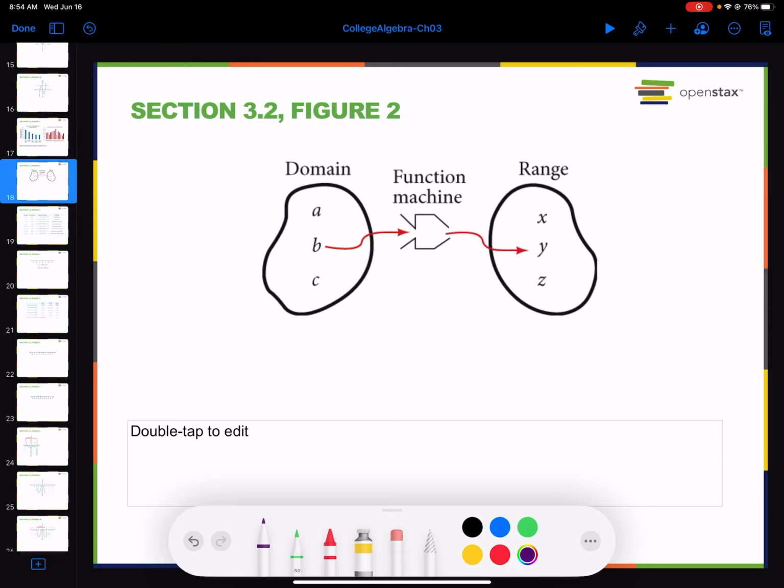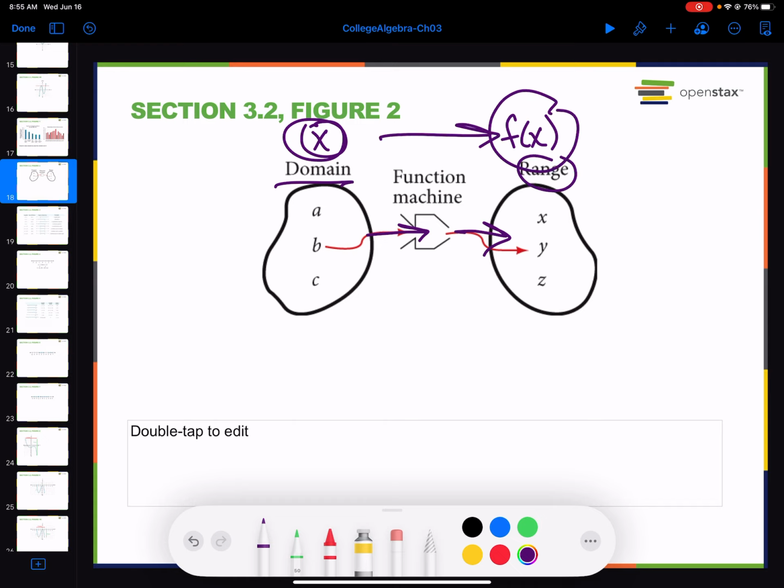Section 3.2, we're going to be talking about domain and range. So our domain can be seen as a group of numbers that when we put into the function machine, it pops out a range of numbers. So this is your x value, and this is your function value. So when we take our number that's part of the domain and we plug it into our function, what it gives us is the range.